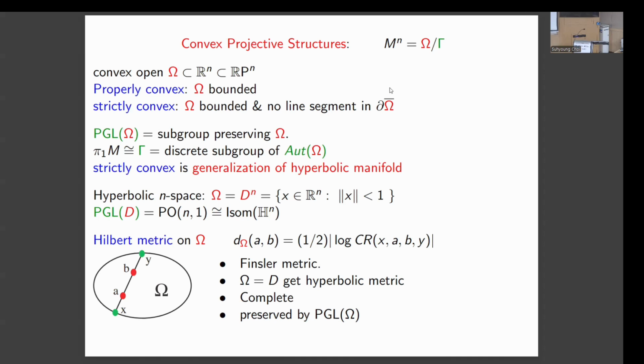In general, this metric isn't a Riemannian metric. It's given by a norm on the tangent space rather than a quadratic form, so it's a Finsler metric. It's a complete metric. Cauchy sequences converge. And because projective transformations preserve cross ratio, it's preserved by PGL of omega.